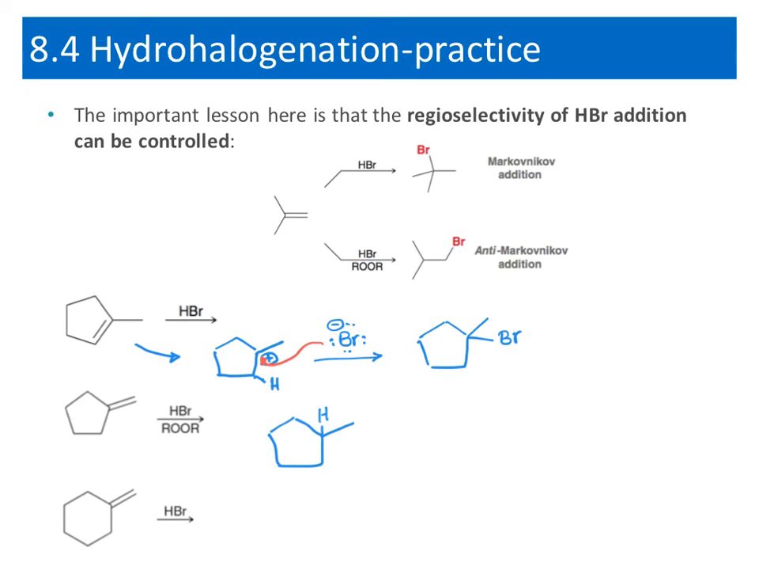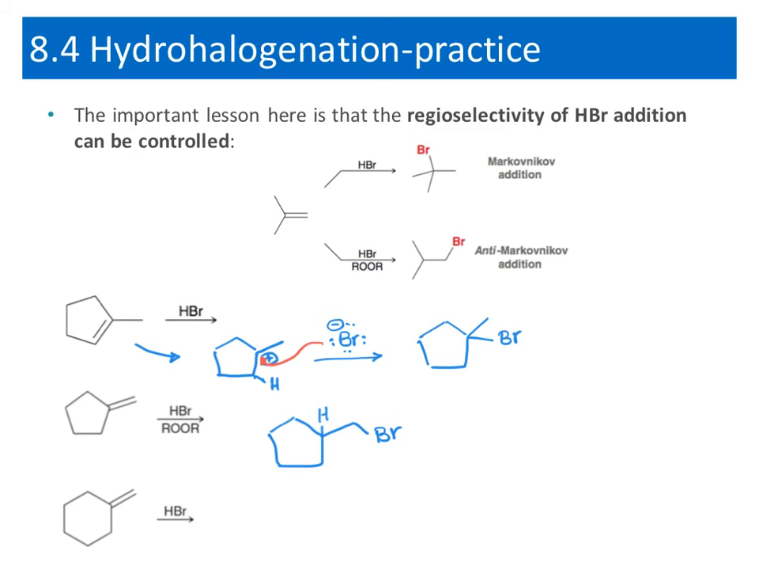And the less substituted carbon is this one. Bromine will be added there. So this is going to be the final product. Now for the third one, we are only using HBr. So again, addition is Markovnikov, meaning that hydrogen will be added to the less substituted position and bromine will be added to the more substituted position.